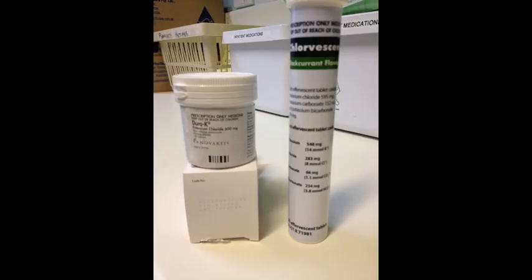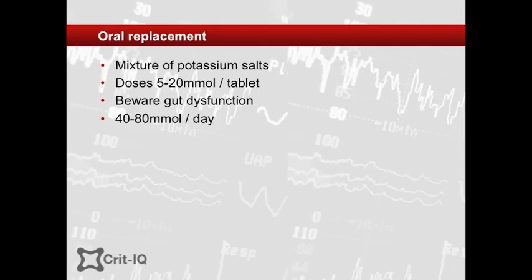Oral preparations are available in standard and slow-release preparations and can contain combinations of potassium chloride, potassium bicarbonate, and other potassium salts. Doses range between 5 and 20 millimoles per tablet. Care should be taken using the oral route in patients with poor enteral absorption, particularly for slow-release preparations, as potassium may accumulate in the gut and then be rapidly released as the gut function improves. Mild to moderate degrees of hypokalemia can be treated with between 40 and 80 milliequivalents per day.